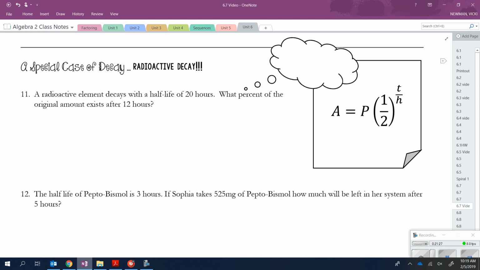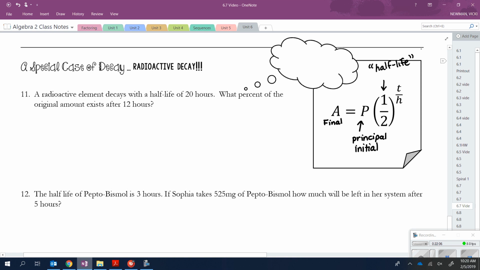So, let's talk about the pieces. A still stands for the final amount. P, they like to use P. P means principal amount. It just means the initial amount still, okay? So you might see principal amount or initial amount, okay? The 1/2 is because it's half-life. So this one is half-life, but that can change.